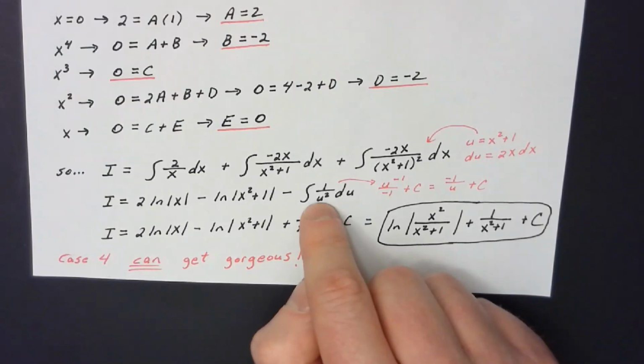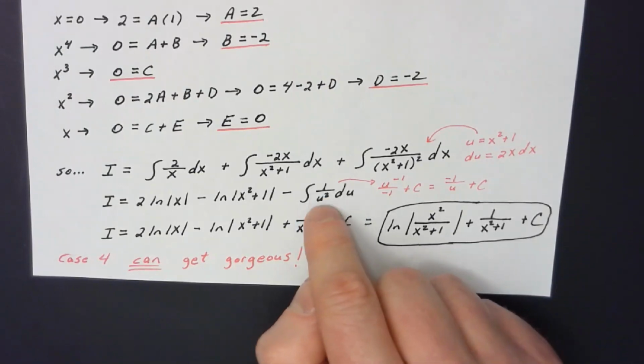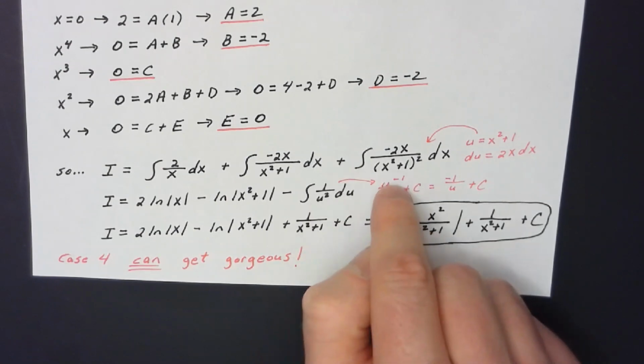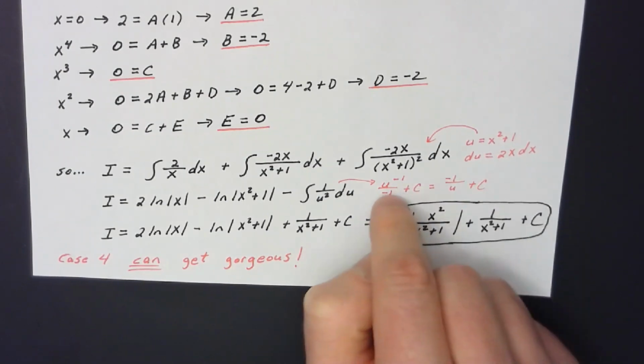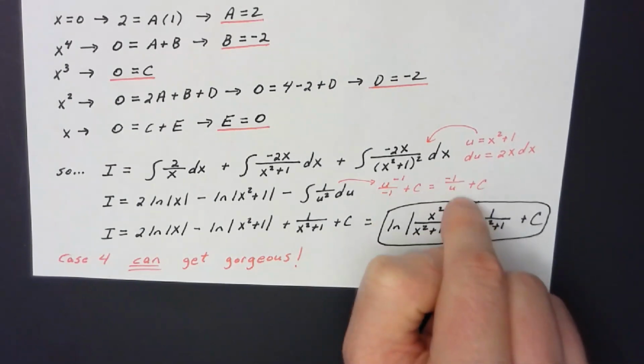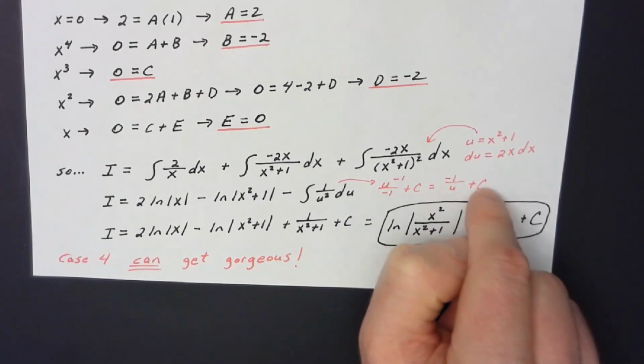I thought of that as u to the negative 2. Whenever you integrate u to the negative 2, it's the power rule. You add 1 to the exponent, and it becomes u to the negative 1. Divide by that new exponent, negative 1. Plus the constant of integration. We know that that's better written as negative 1 over u to the first plus c.